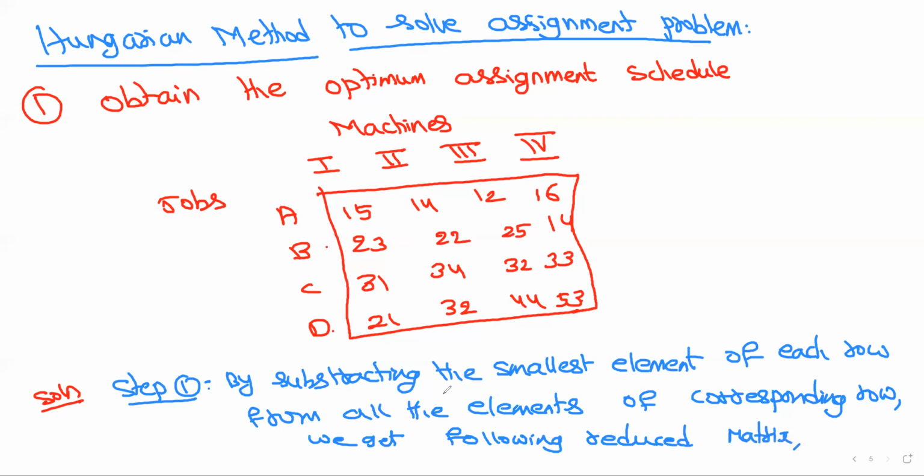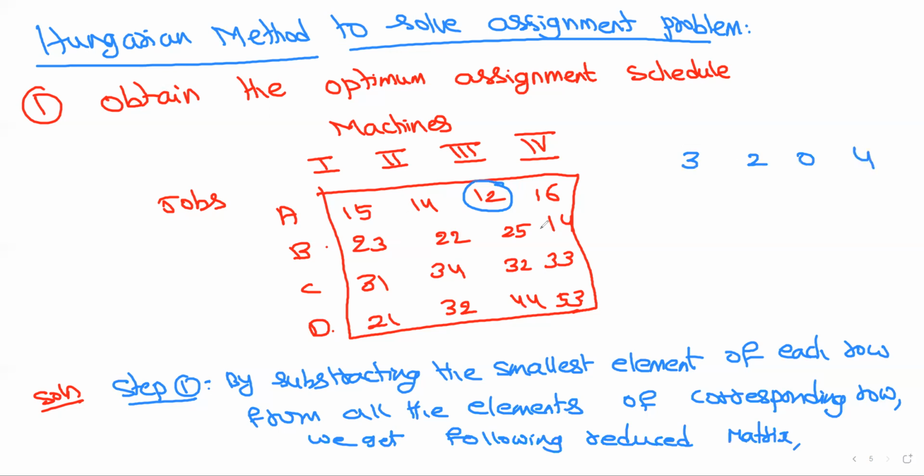By subtracting the smallest element of each row from all the elements of the corresponding row, we get the following reduced matrix. Here, in the first row, what is the least element? 12. Subtract 12 from all the elements of that row. Here I will write it to help you understand. Subtract 12 here. 15 minus 12 is 3, 12 minus 12 is 0, 14 minus 12 is 2, 0, 4.